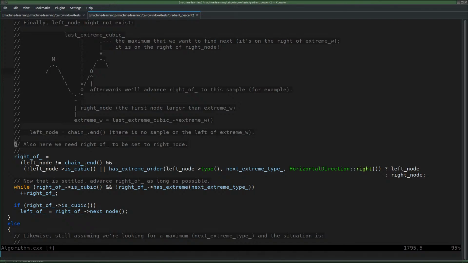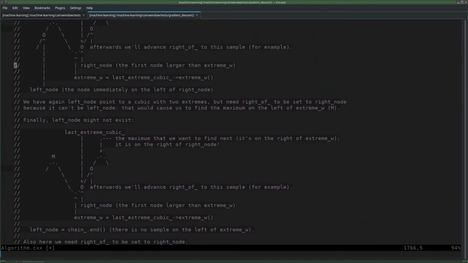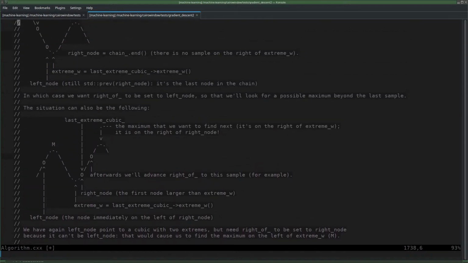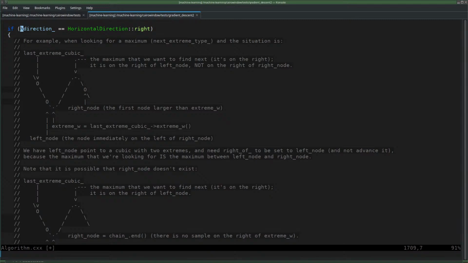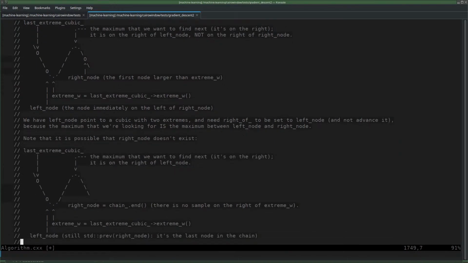Yeah, because I want to set it to a right node in this case. We want to set it to right node in this case. We want to set it to left node in this case. And we want to set it to left node in this case. So whether or not something exists doesn't really matter. We only wanted to set it to left node if one of these cases, which means that left node exists. Right node possibly does not exist.